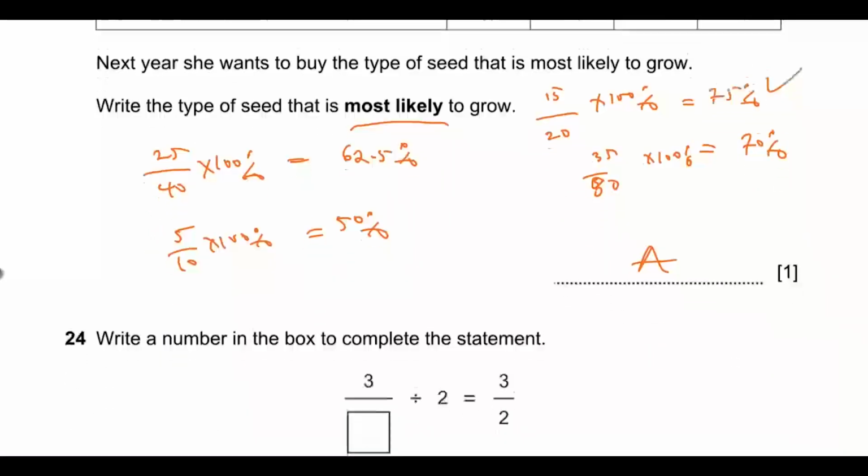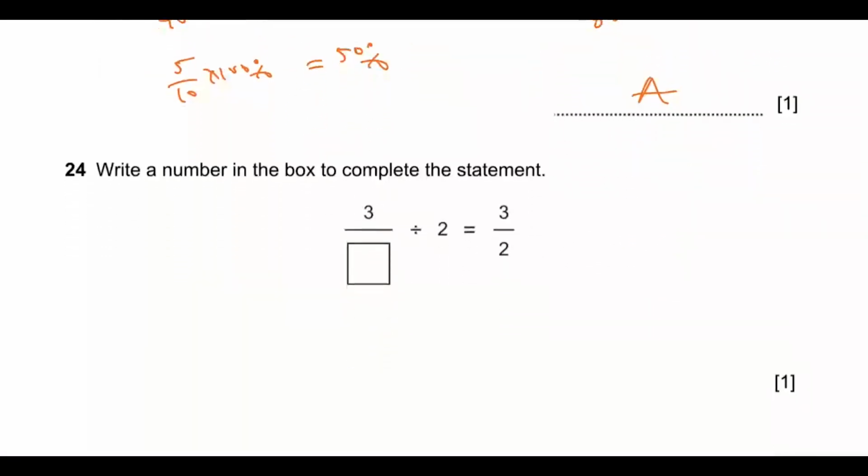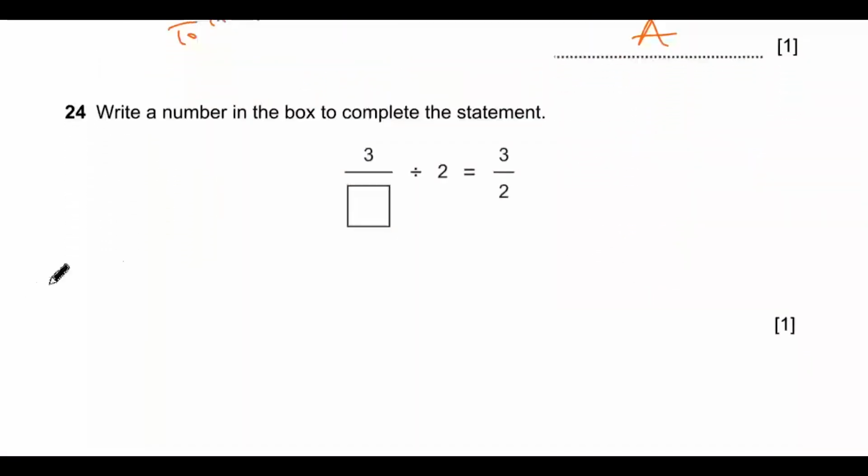So 24, write a number in the box to complete these statements. Okay, so this divided by, you can say 2 over 1 will give us this. So to reverse this, it will be this multiplied by the inverse of this, 1 over 2. Okay, so that will give us this. So that means 3 over 2 times 1 over 2. So this will be 3 over 4 will give us this.